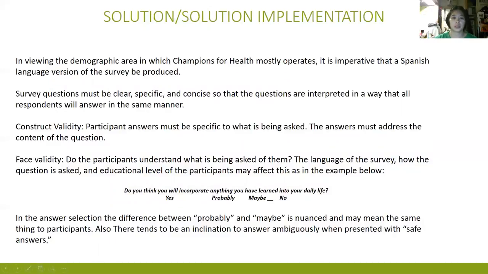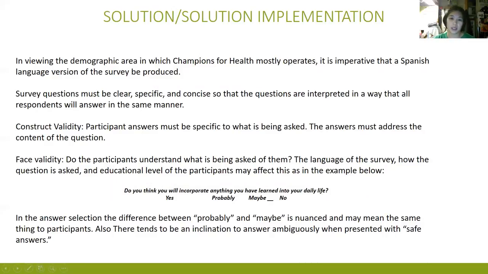There's this term called construct validity, which is a type of bias in which participants' answers must be specific to what's being asked. That's kind of what I just said. So it must address the question. It can't be interpreted in different ways. And face validity: do the participants understand what is being asked? Again, this is about the bias, and it addresses the language being used. So the language of the survey, how the question is asked, and the educational level of the participants may affect this.